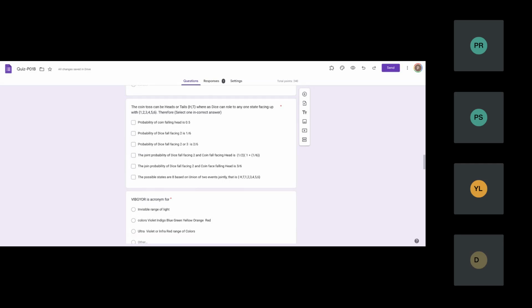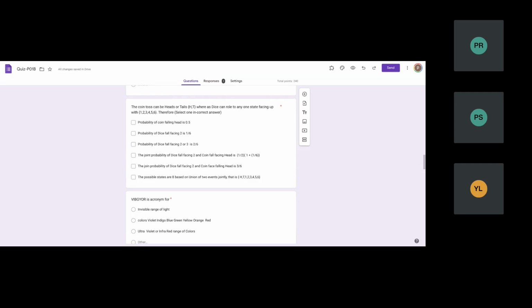Okay, next one. The coin has been tossed, head or tail. That is one state. A dice can roll and it can have one of six outcomes: 1, 2, 3, 4, 5, 6. Therefore, select one incorrect answer. So what is the incorrect one out of this?